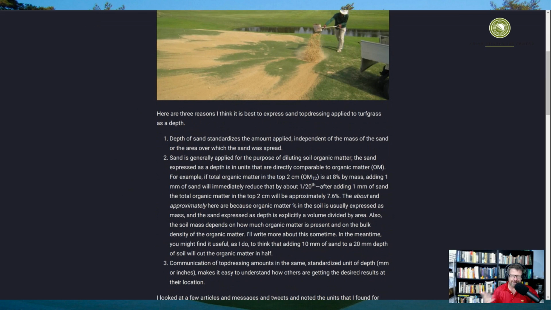So I like depth for a lot of consistency reasons, and it's a simple unit. But I will admit that that's a personal preference, and as long as you're keeping track of exactly how much sand's applied, then whether you do that as a mass or as a volume per area or mass per area, that's okay. But I think my personal preference is if you take a further step, express it as a depth, it's easier to communicate about that. Now, on to the second reason, because as I mentioned in this blog post, I'm giving 3 reasons why sand top dressing is best expressed as a depth.